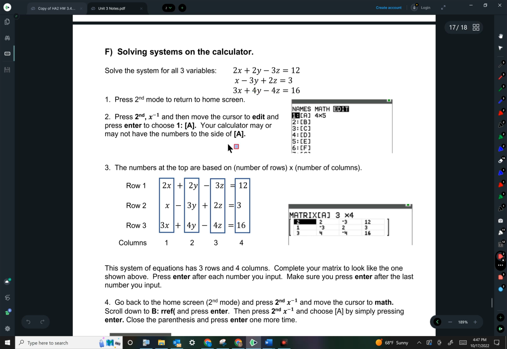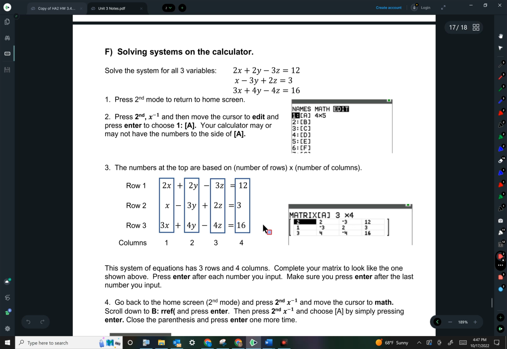So first thing is, notice how we've set up the equations. I've got them all lined up so that all the x's are lined up, all the y's are lined up, all the z's are lined up, and then the answers are lined up. And so we would say this system has three rows because there's three equations, but then there are four columns because all of the x's represent one column, all of the y's represent a column, all of the z's represent a column, and then all of the answers represent a column.